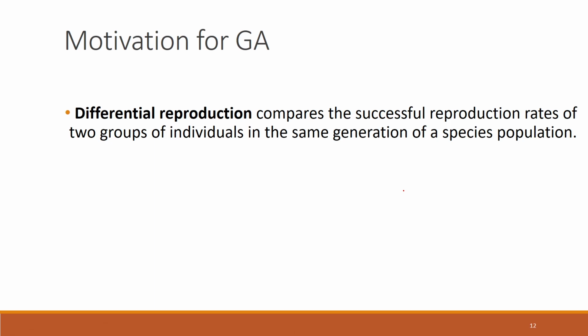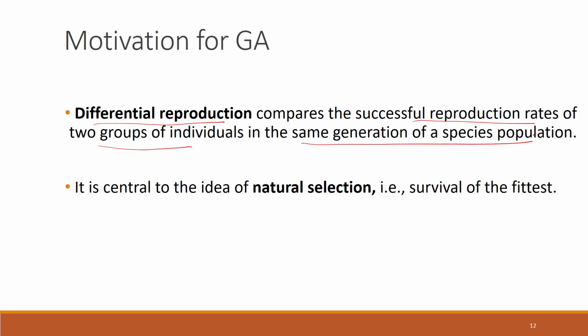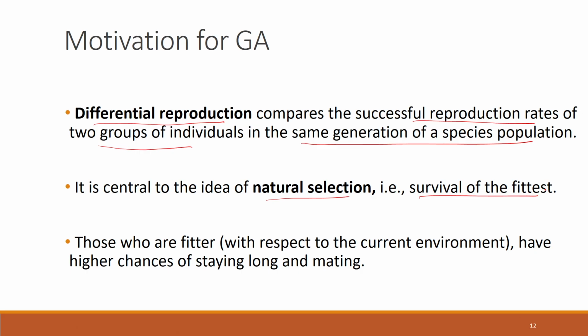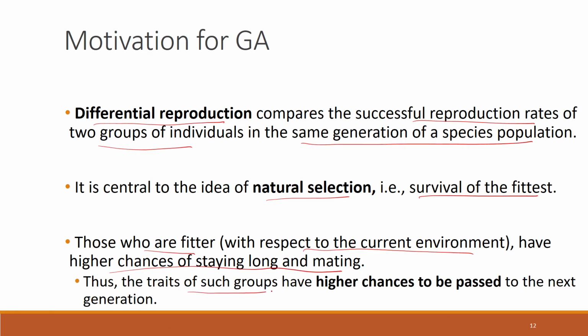Until now we were discussing various mechanisms of genetic variations. Now we will go to differential reproduction, which is also an important aspect of evolution. Differential reproduction compares the successful reproduction rates of two groups of individuals in the same generation of a species population. This is central to the idea of natural selection, that is, survival of the fittest. The main idea here is that those who are fitter with respect to the current environment have higher chances of staying long and mating, and therefore the traits of such groups have higher chances of being passed on to the next generation.